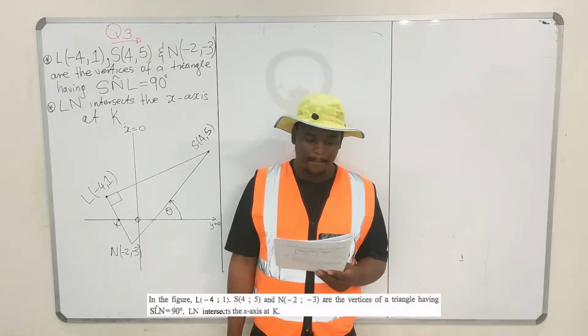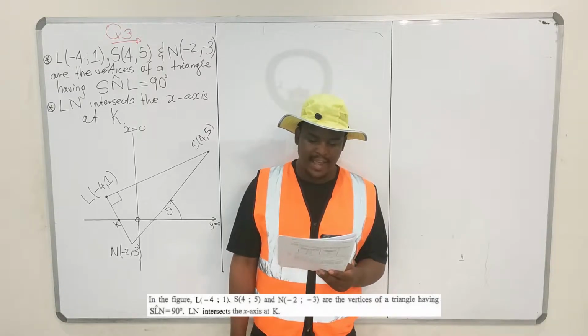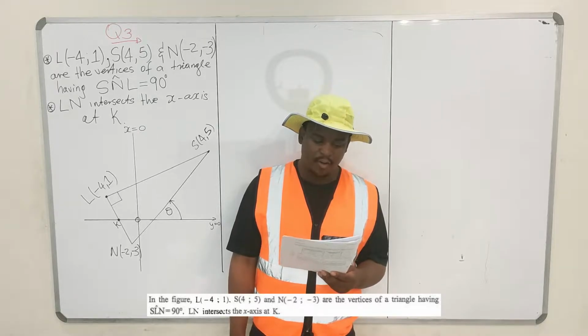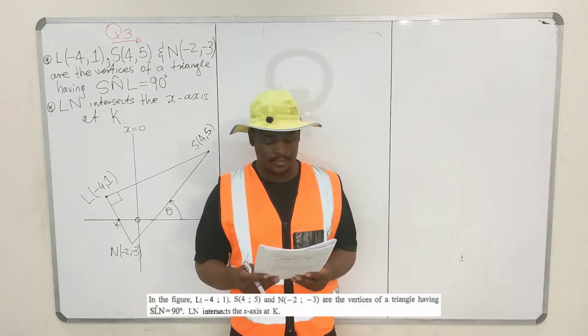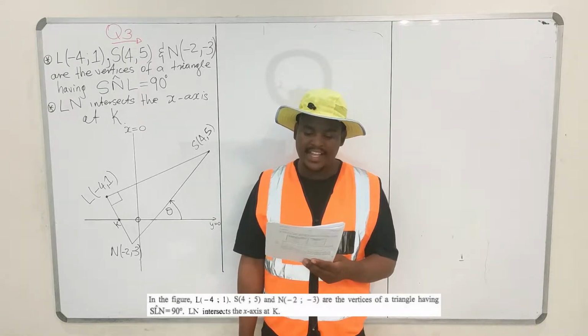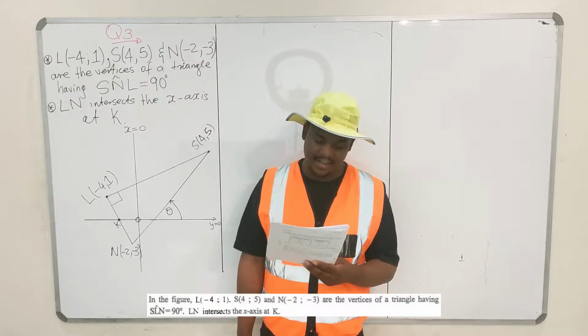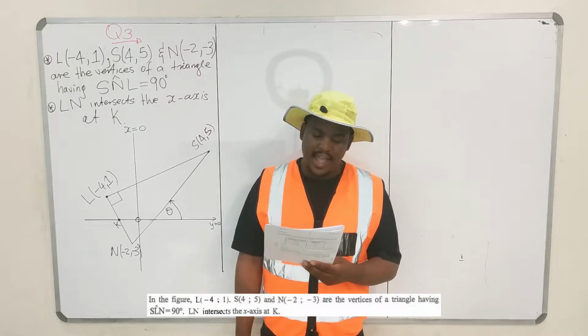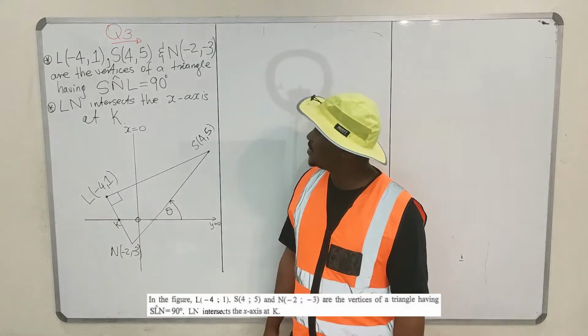So question 3. In the figure below, L, N, and S are vertices of a triangle having an angle of 90 degrees at L. LN intersects the x-axis at K. Let me try to read this again. They are saying in the figure below, L, S, and N are vertices of a triangle right-angled at L, and LN intersects the x-axis at K. So they're just telling you what you can see here.